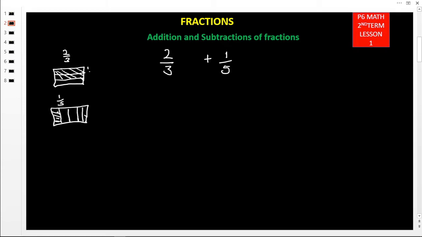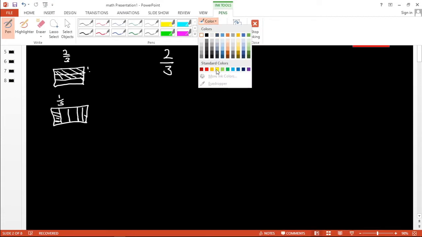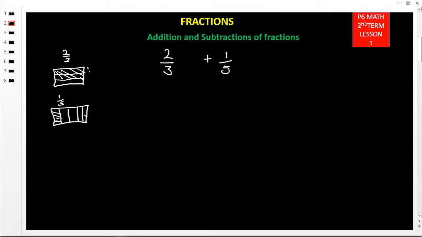Then they are telling us to add this with this one. But when we look at this, these things are not equal, so we have to make them equal. Because this one divided his whole into 5 parts, let us also divide this one's whole into 5 parts to be equal to this one, because this one divided them into 5, but this one divided them into 3. Let me change the color here such that you see the division very well. Now we are going to divide this one's whole into 5 parts to balance with this one.